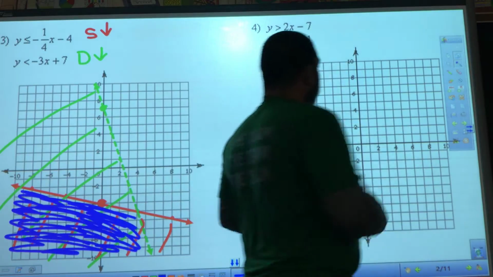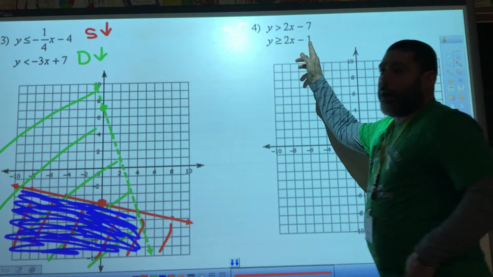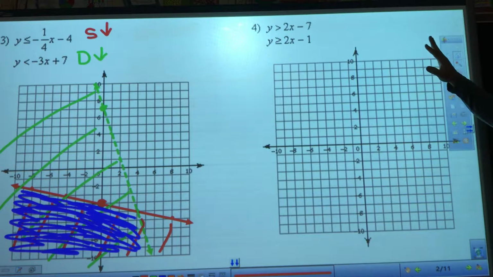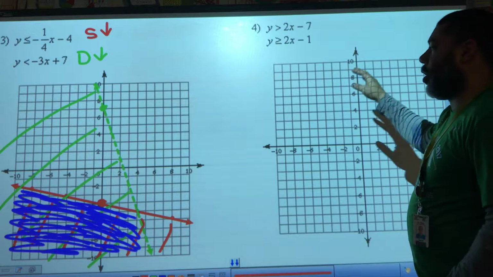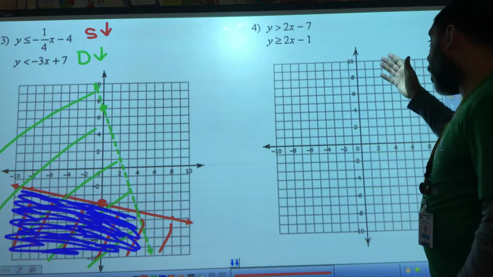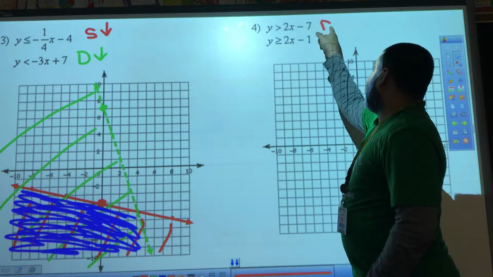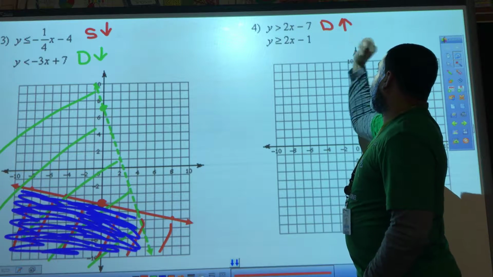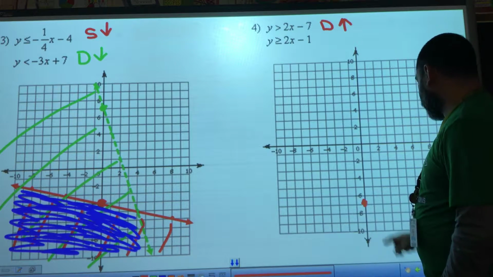Okay, the second one. One thing that we should notice right away: these do have the same slopes, different y-intercepts, so I'm going to be dealing with parallel lines. That does not automatically mean no solution in an inequality. Okay? But they are going to be parallel. Top one, dotted line, shaded up because that's a greater than sign. I'm going to put it on here. Y-intercept's -7, slope is +2.